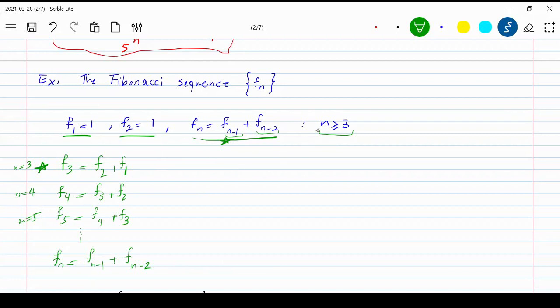So what are the sequence terms here? f of 3 would be f of 2 plus f of 1, which is 1 plus 1, so it would be 2. What would be f of 4? f of 4 would be f of 3, which we already calculated, 2, plus f of 2, which is 1. So you get 3. f of 5 would be the sum of these two. It would be 3 plus 2, which is 5, and so on, if you continue.